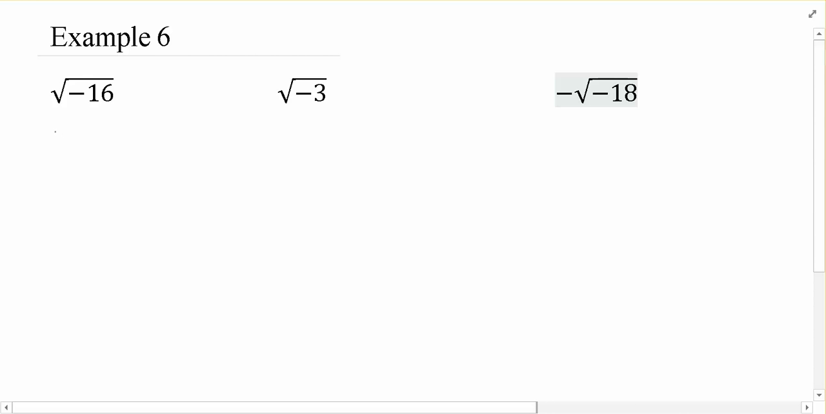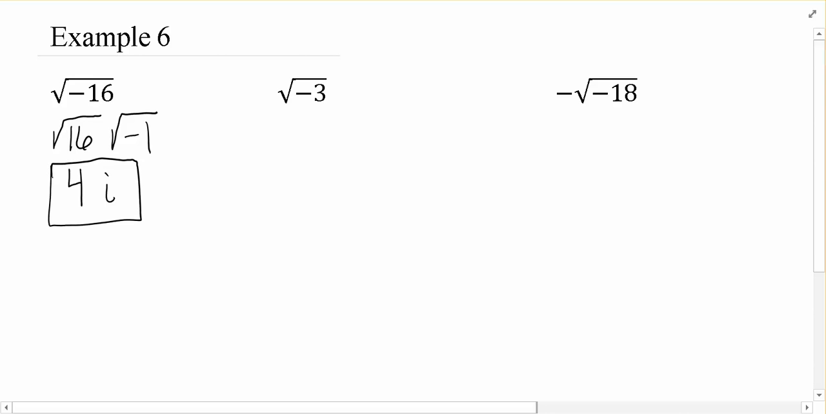So if I want to take the square root of -16, I'm going to break it up as the square root of 16 and the square root of -1, where the square root of 16 I know is 4, and the square root of -1 I know is i. And please note that it's important that this is a lowercase i. Capital I does not mean the same thing. That's not your imaginary unit.